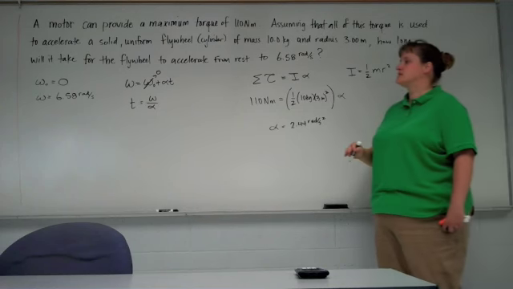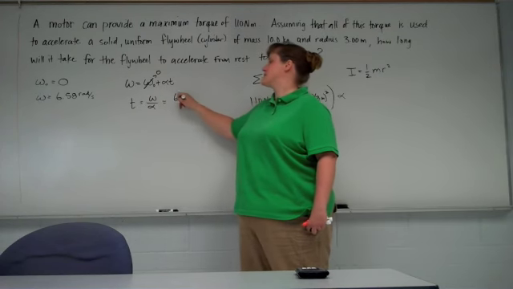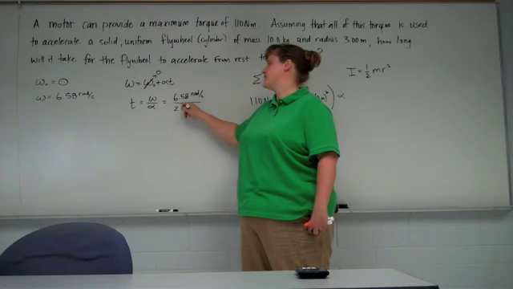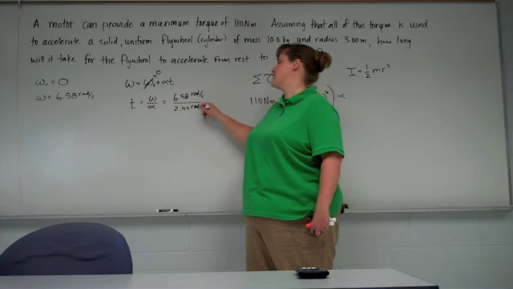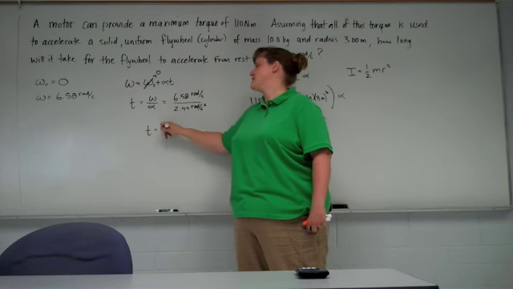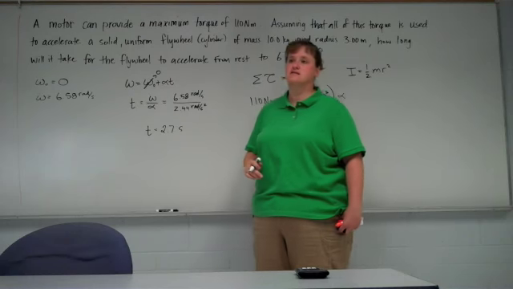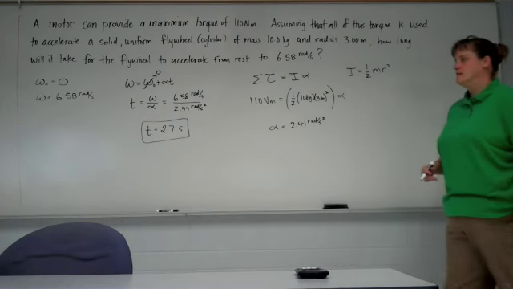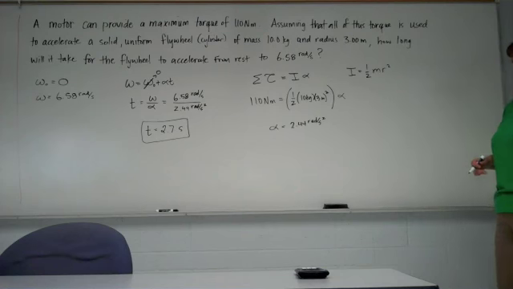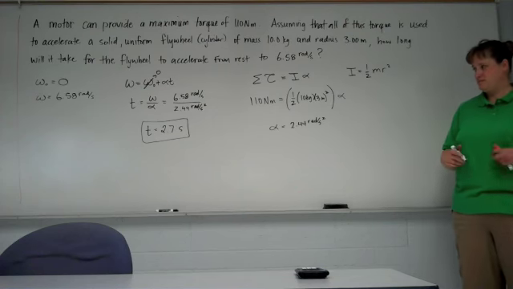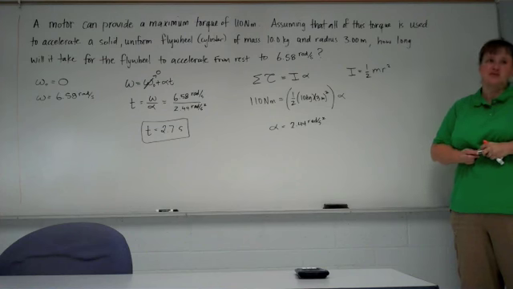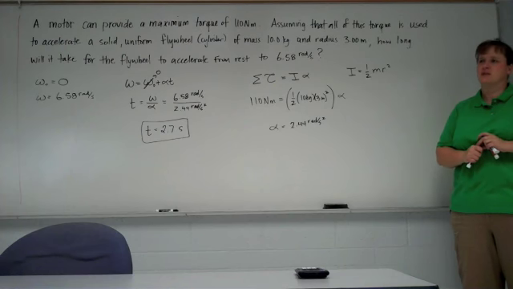But now that we have it, we know omega was 6.58 radians per second. Alpha, we just figured out, was 2.44 radians per second squared. So the time ends up being 2.7 seconds. Now, of course, we're assuming that that 110 Newton meter torque is constantly applied. We're assuming that's not changing, which I think is a fair assumption.